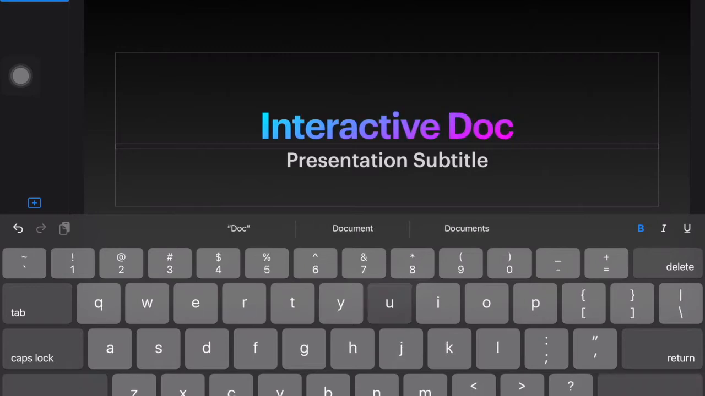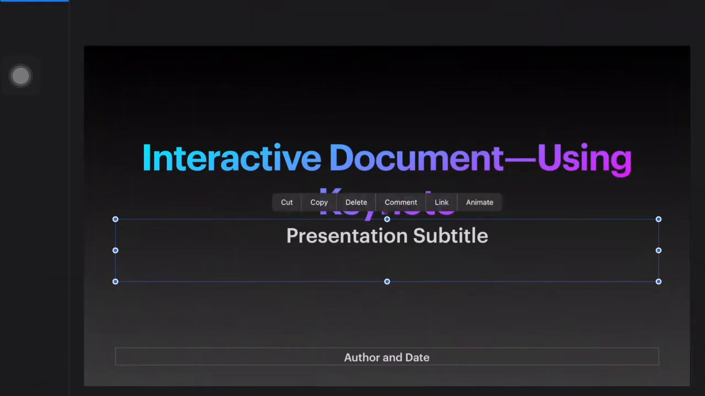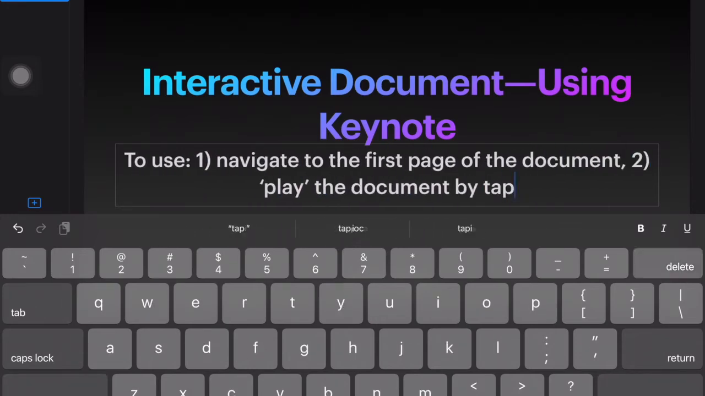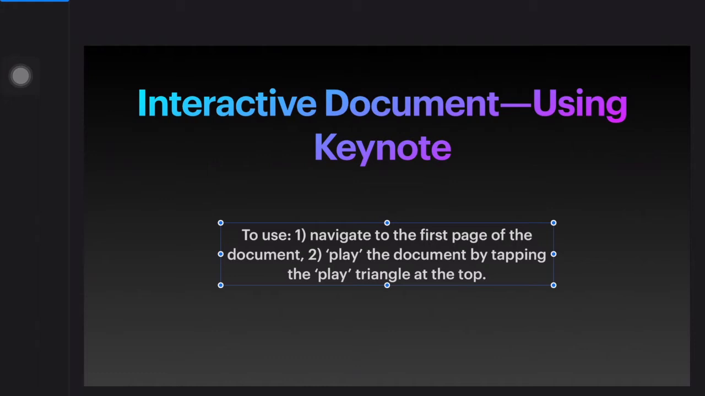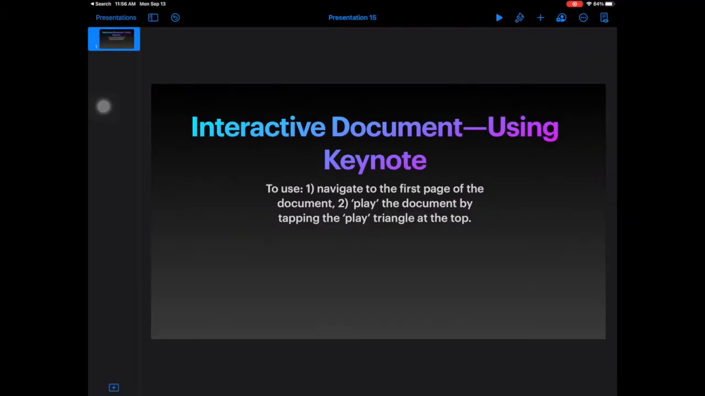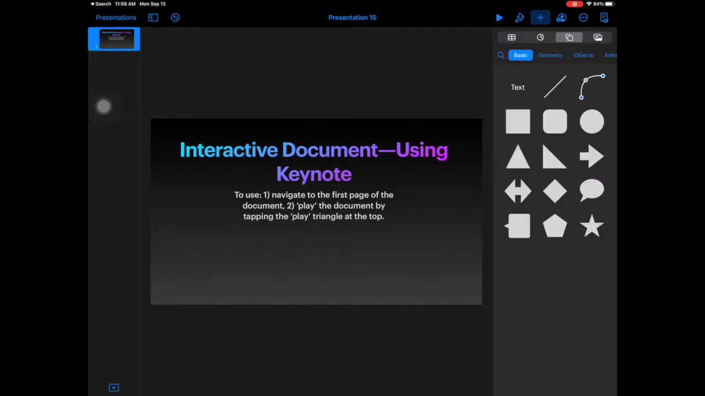Now we will add a title to the first page and some directions for users to play the document. Now I'm just fiddling around and getting the spacing how I like it and making room for my first button. Okay, so I'm ready to make a button for users to tap to begin the interactive document.